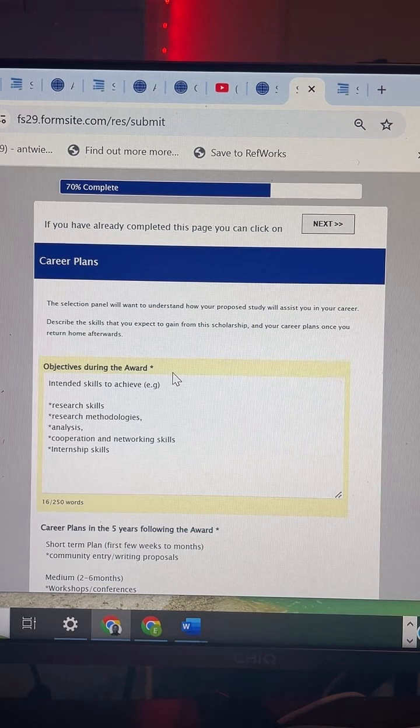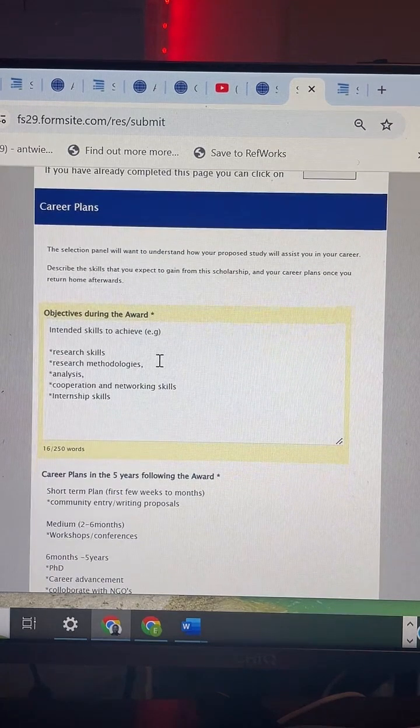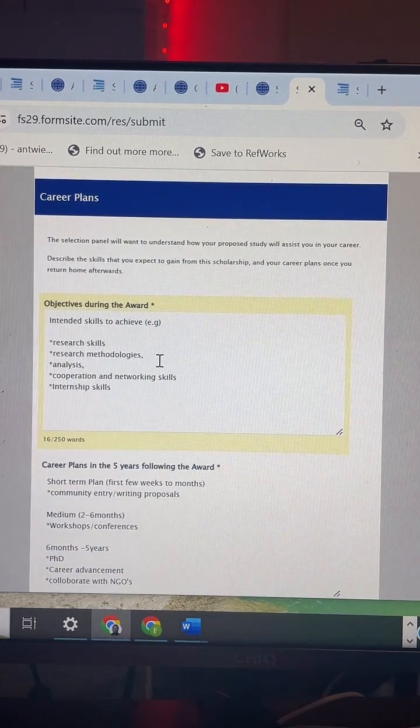So describe the skills that you expect to gain from the scholarship and your career plans once you return home afterwards. So objectives during the award. So within the time that you are doing your studies, that's the 12 months, what skills do you intend to acquire?